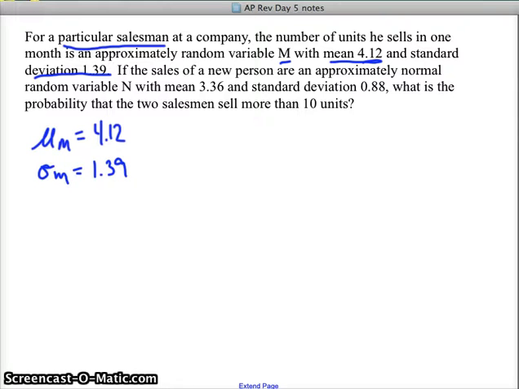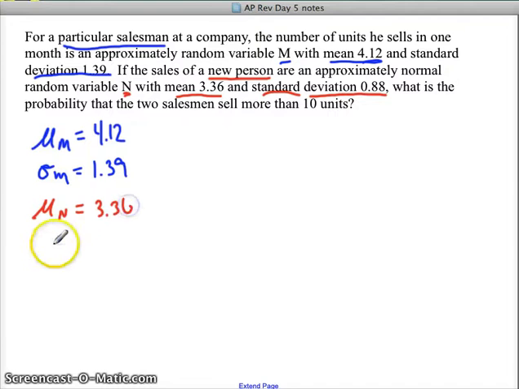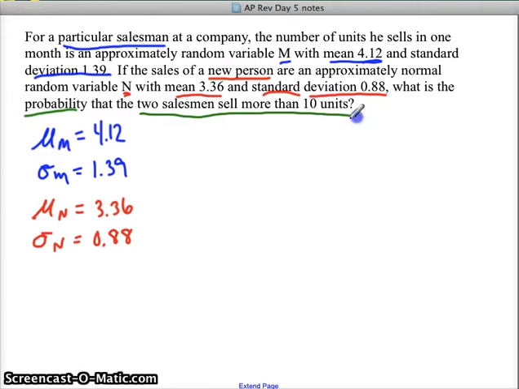Okay, then it says we've got a new salesperson, the new person. Again, approximately normal random variable, N for new, this time with a mean of 3.36 and a standard deviation of 0.88. So I'm just going to write that down. So the new guy's mean is 3.36 and the new guy's standard deviation is 0.88. Okay, so I'm just writing down what I know. What is the probability that the two salesmen sell more than 10 units, like together?